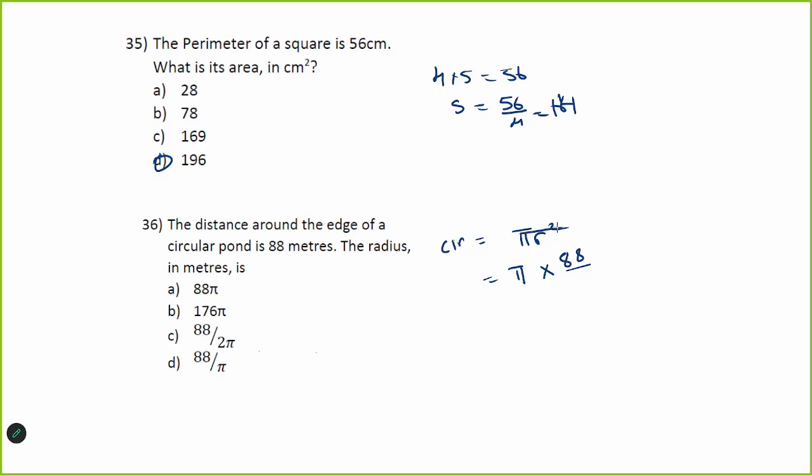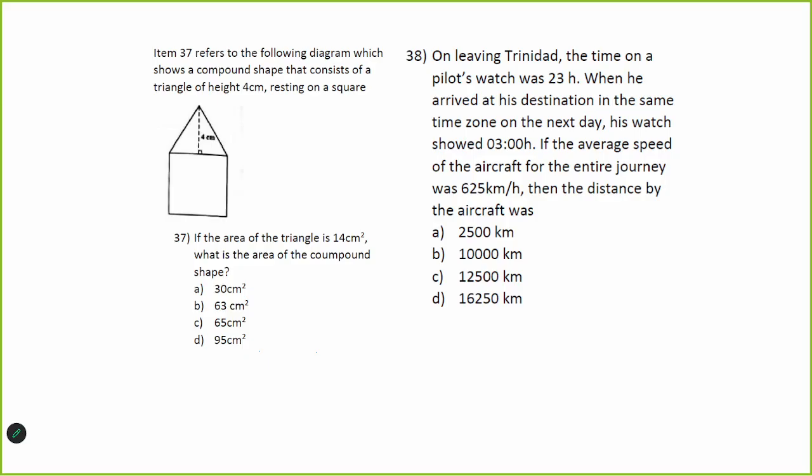Hold on, this is distance. Circumference is 2 pi r, right? So your circumference is 88. That's 2 multiplied by pi multiplied by 88 over 2 pi. The 2 cancels, the pi cancels off and you're left with 88. So the answer is C, through a process of elimination.